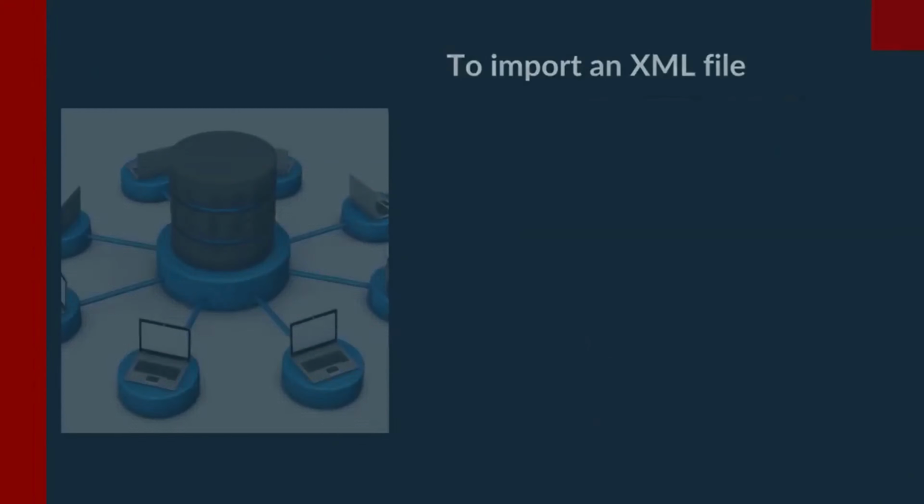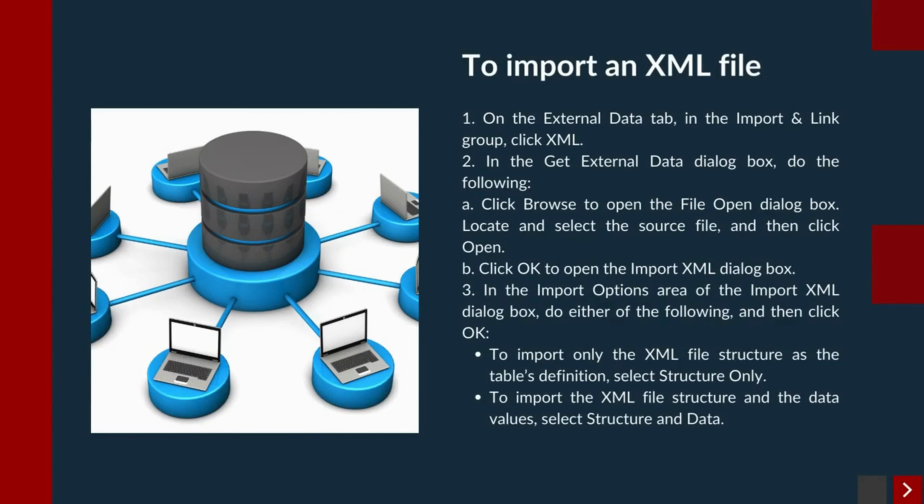Click Close to import an XML file. 1. On the External Data tab, in the Import and Link group, click XML. 2. In the Get External Data dialog box, do the following. A. Click Browse to open the File Open dialog box. Locate and select the source file, and then click Open. B. Click OK to open the Import XML dialog box.